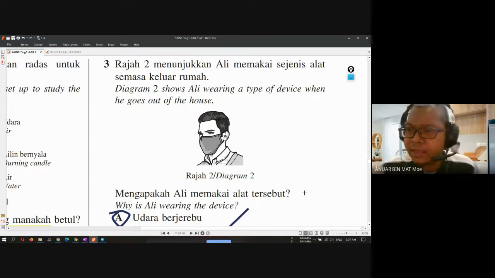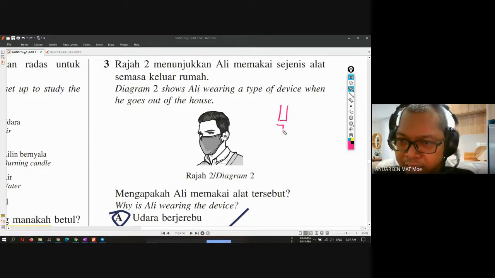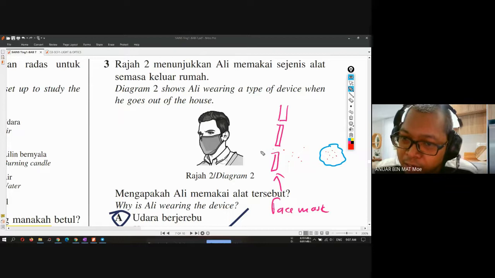Okay, if I can draw like this, this is the layer of the face mask, and then this is the droplet of water. The droplet of water is actually bigger than the face mask hole, and then the virus may be like here, the tiny red one, can you see? The red one is the virus.